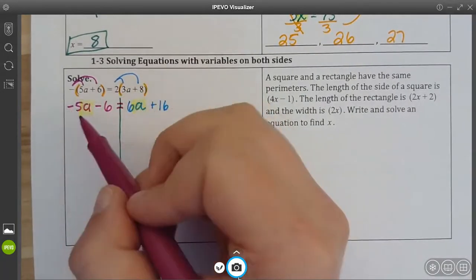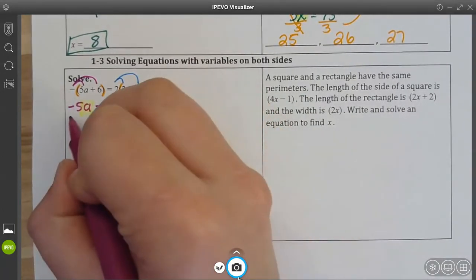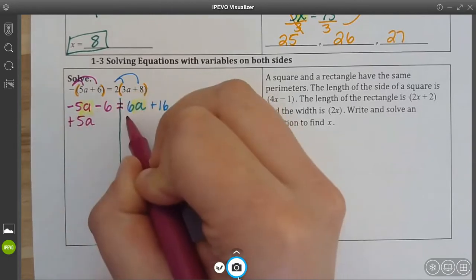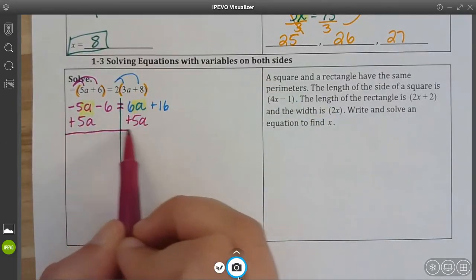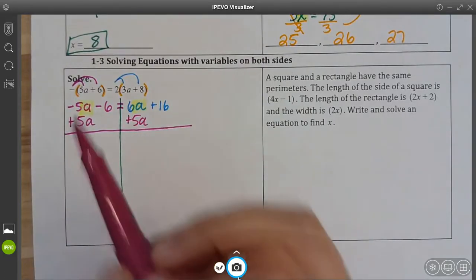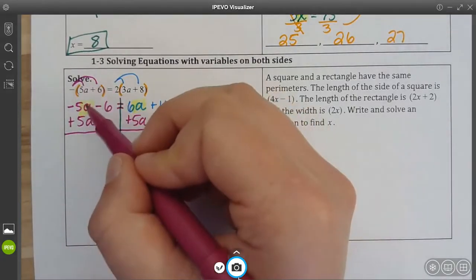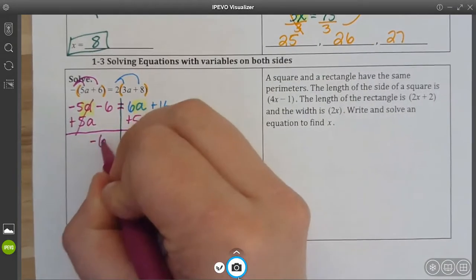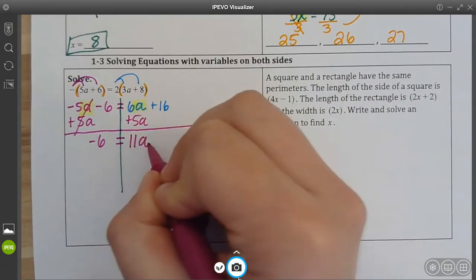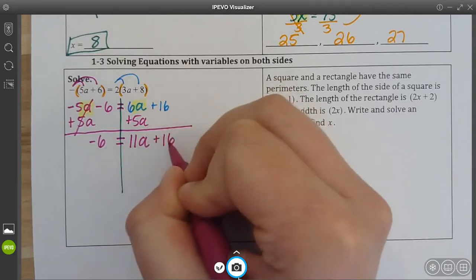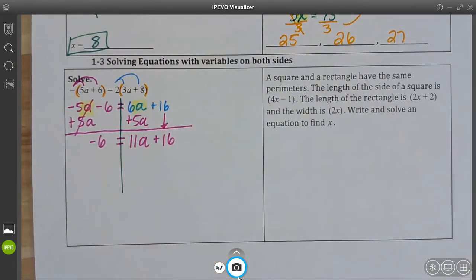So I have to ask myself, what's the opposite of subtracting 5a? Well, it's going to be adding 5a. And I'm going to line my A's up so it makes it a little bit easier for me in the long run. Negative 5a plus 5a is going to cancel out. I'm just left with negative 6. 6a plus 5a is 11a. And then 16 is just going to drop down along for the ride. I couldn't do anything with that 16.